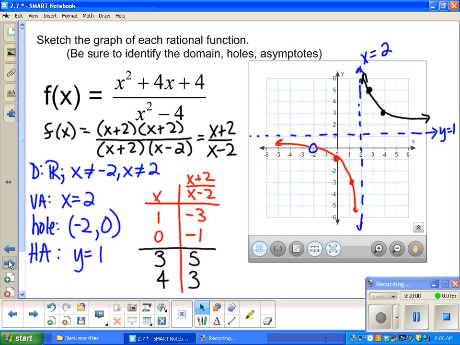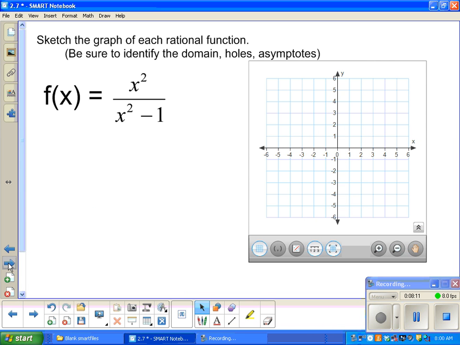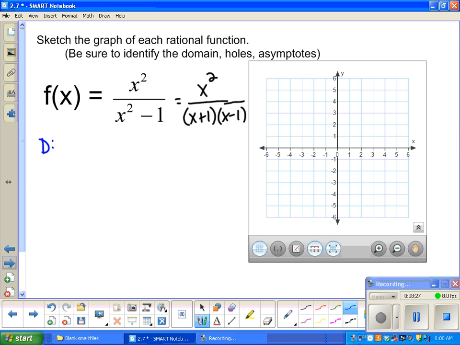Last one. Again, what you want to do first is factor it. So I'm going to factor this function. The numerator is not factorable. Denominator factors to (x + 1)(x - 1). I have a domain, all real numbers. X cannot equal -1 and x cannot equal 1. Since it's simplified, that means I have 2 vertical asymptotes. I have a vertical asymptote at x equals -1, and I have a vertical asymptote at x equals 1.